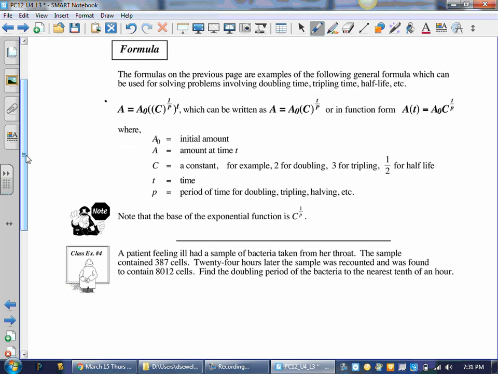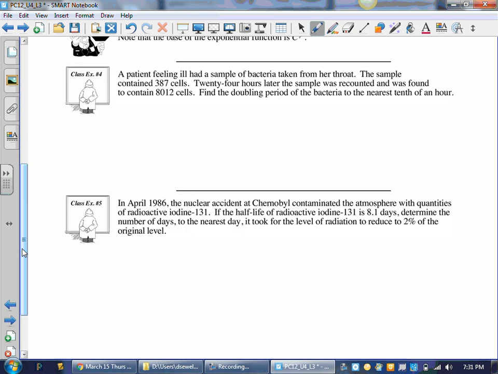Okay, so here are the formulas. Again, A0 is the initial amount, C is what's happening, how it's changing, the tripling time, doubling time, half-life, whatever it is. T is the amount that you're given, and P will be the amount of whatever the half-life is, or the period, this says period of time for doubling, tripling, half. Okay, so let's go do an example.